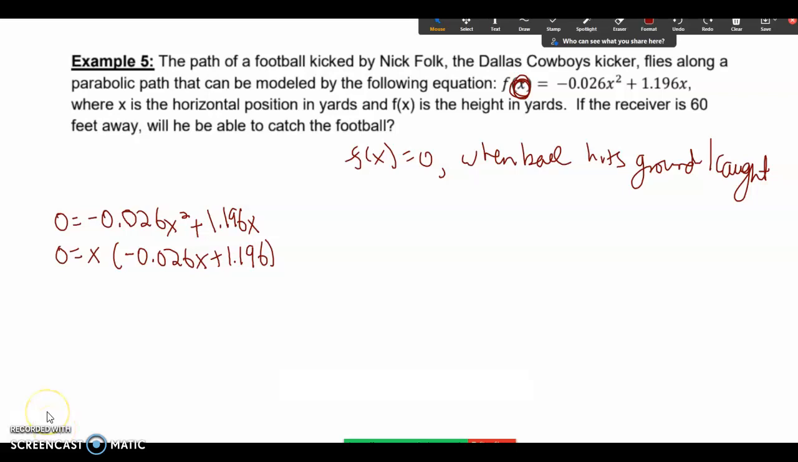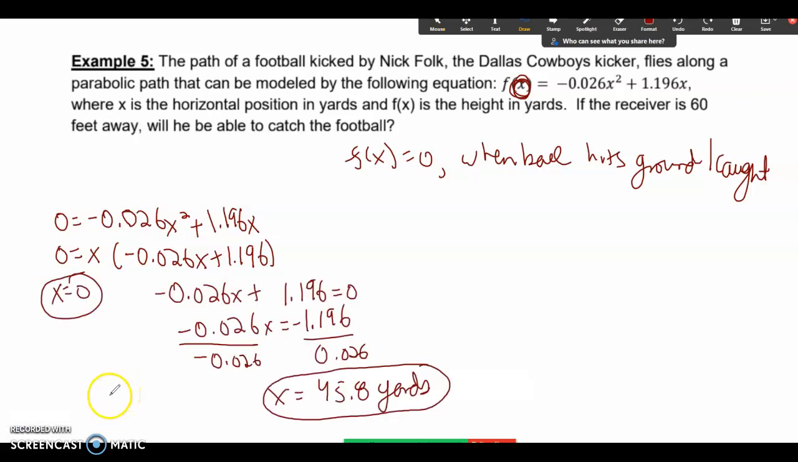I'm going to factor this. I made my 2 factors, pulled out an x. I'm going to set each factor equal to 0. So I see that the ball will hit the ground at 0 seconds, which is when it was thrown, and then again at 48 yards, or 45 yards. So the kicker would not get there.